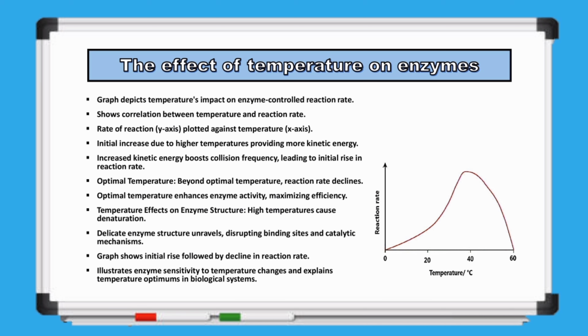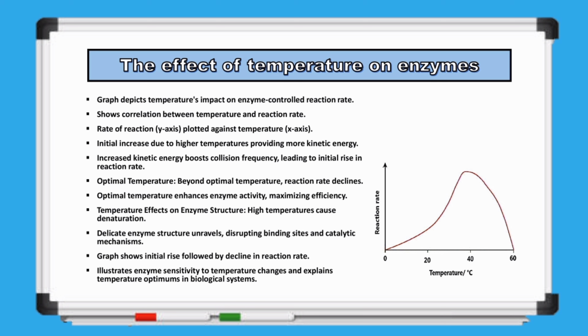Next, let me explain how temperature affects enzyme activity, with the help of a graph that illustrates this relationship. To begin with, the graph shows how the rate of enzyme activity changes as the temperature increases, ranging from 0 to 60 degrees Celsius. This setup allows us to observe the correlation between temperature and enzyme activity. Initially, as the temperature increases, the rate of the reaction also rises.